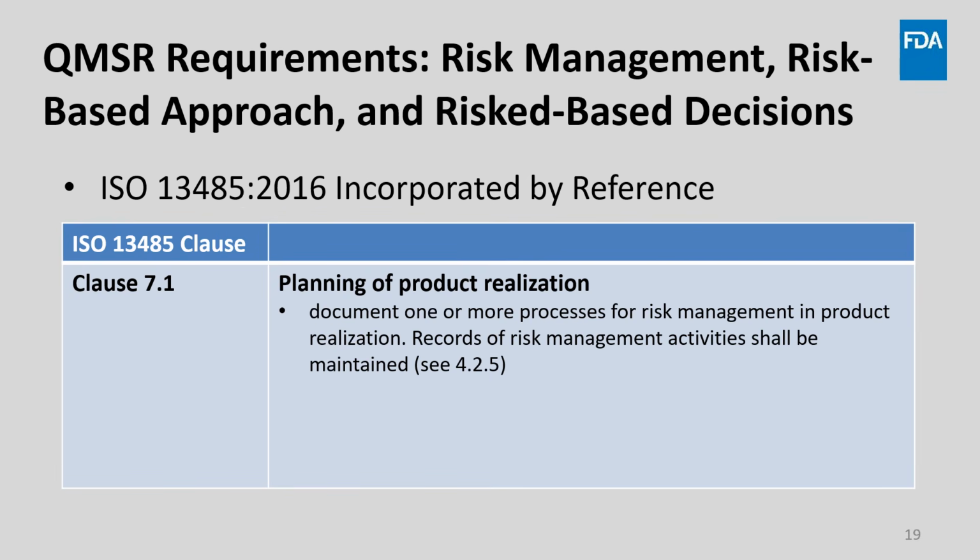Clause 7.1, Planning of Product Realization, requires organizations to document one or more processes for risk management in product realization and maintain records of risk management activities. This ensures risk management is not just conceptual, but documented and traceable. As indicated in the note of this standard, the ISO 14971 standard can be used to obtain further information pertaining to and for documenting risk management processes.